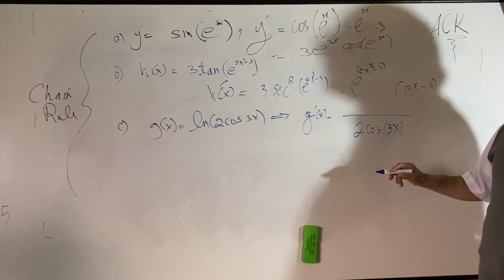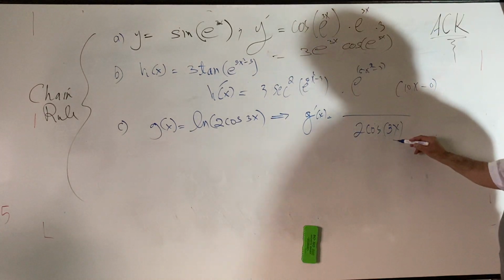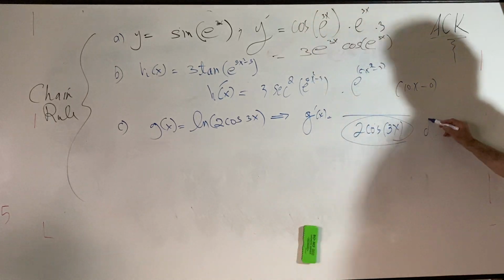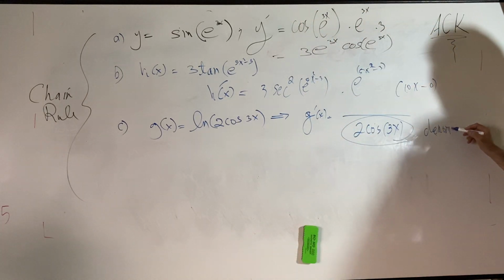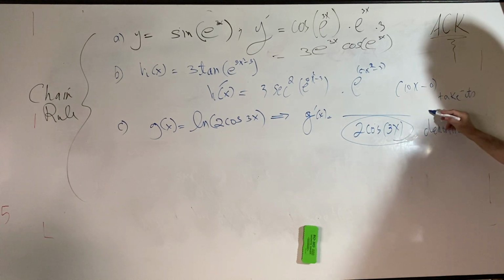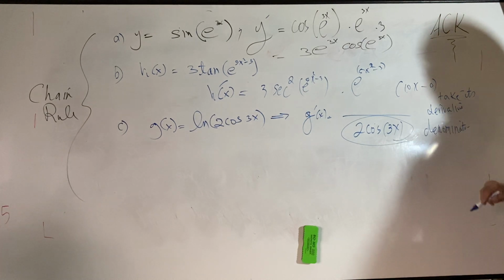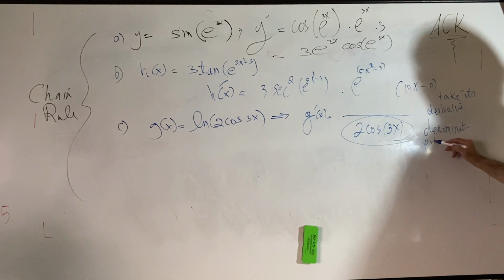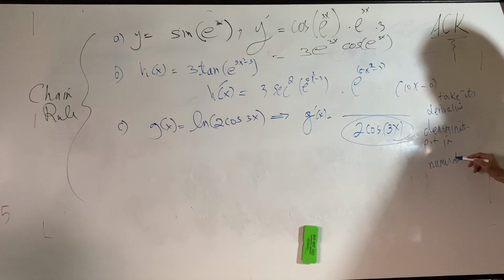Actually, what's the derivative of the denominator? So this is called the denominator. Take its derivative. Put in numerator. Take it down up.